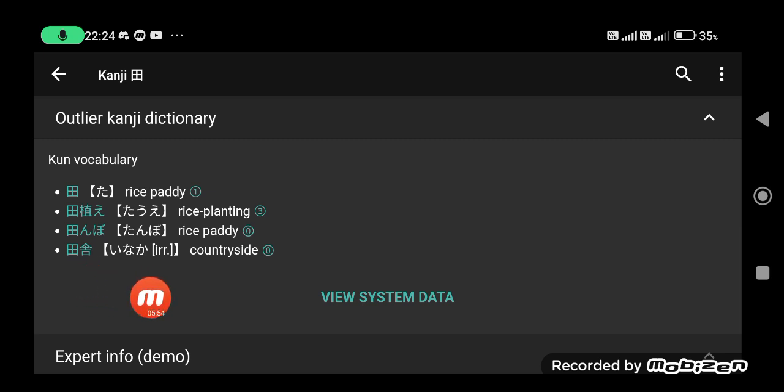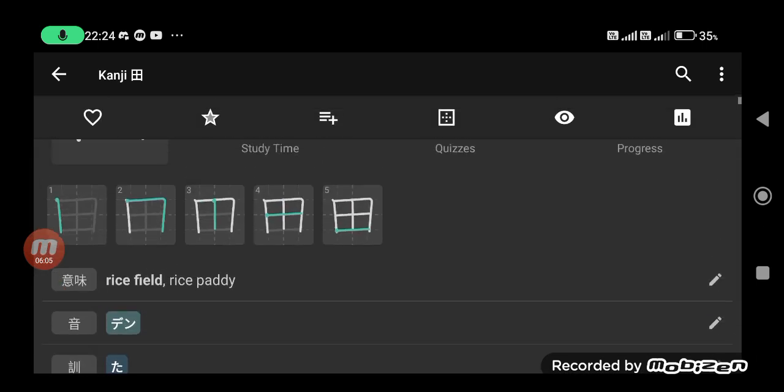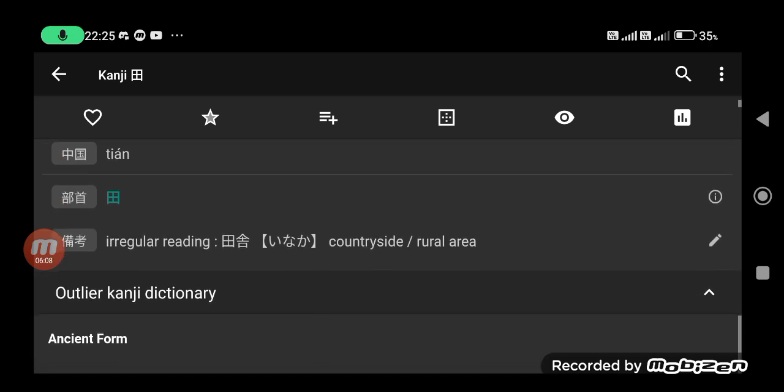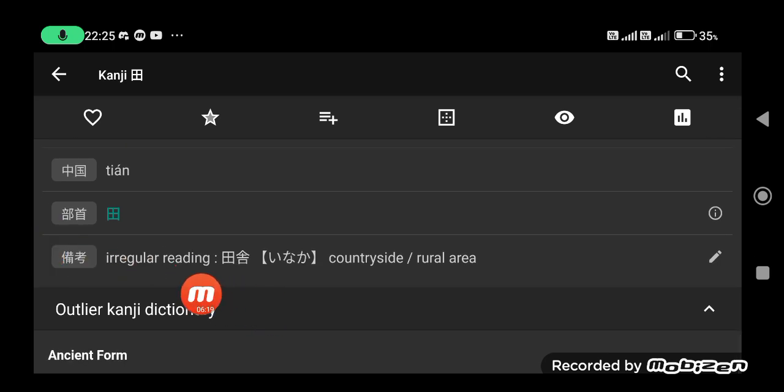Inaka. Where do you live? At Inaka. When you say Inaka, it's the countryside or rural area in Japan. Why is it an irregular reading? Because irregular reading doesn't take its base from the traditional onyomi or kunyomi. So inaka, this is den or ta, and the second kanji is sha. So it could be den sha, but no, it has a strange reading, inaka. That's why it's called an irregular reading: countryside, rural area.